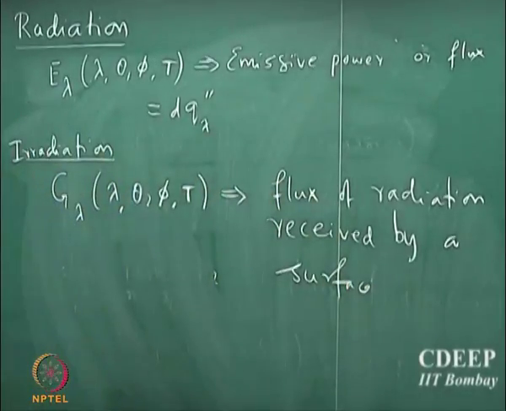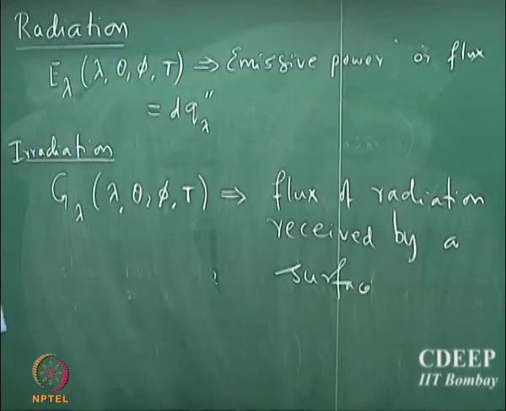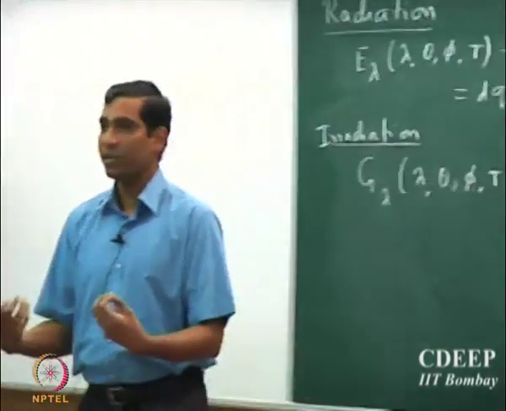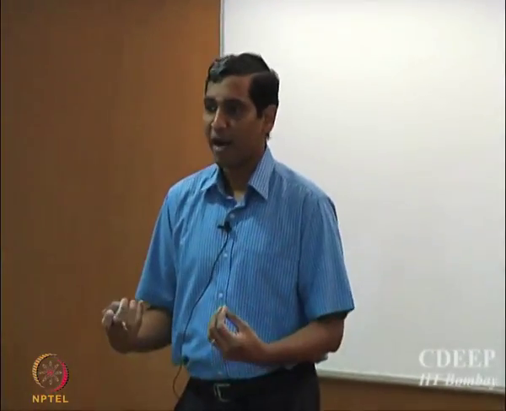The flux of radiation received by a surface. So far we talked about what is the net emission from a surface. Remember that when we first discussed the mechanisms of radiation, we said that any body, any form of matter is going to emit and absorb radiation. So if you have to characterize the radiation process, you will have to characterize the emission, you will have to characterize the absorption, and you also have to characterize the reflection.